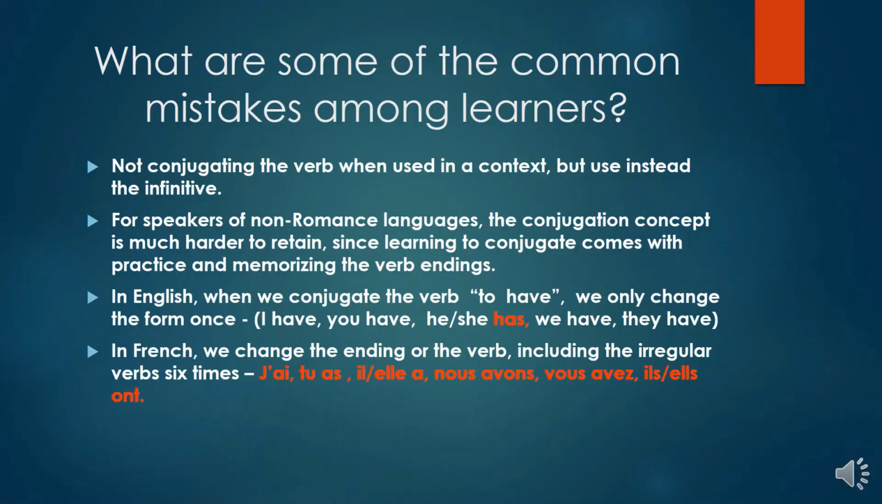What are some of the common mistakes among learners when learning French? Primarily not conjugating the verb when used in a context, but using instead the infinitive. And this is not only with the verb avoir, it's usually with many verbs, and it's very common among learners who are beginners. Par exemple, for example, il avoir un livre instead of il a un livre. He has a book, which will be the correct form, over he to have a book, which doesn't make sense.